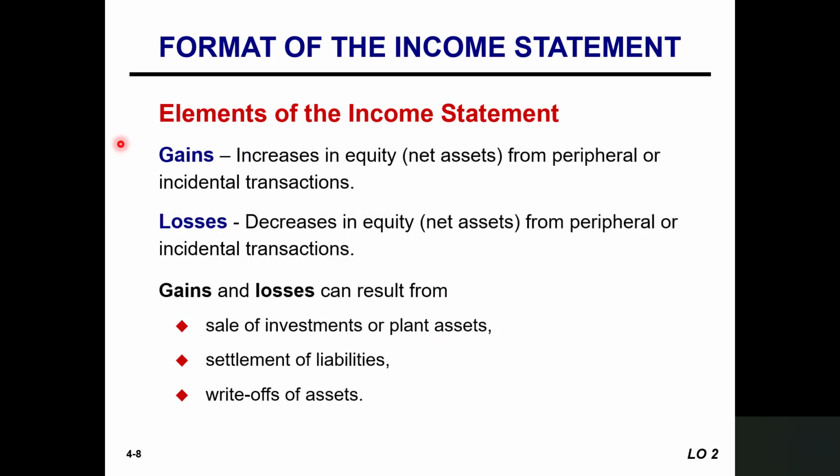Then you have gains and losses. Gains: increase in equity or net assets from peripheral or incidental transactions. Losses: decrease in equity or net assets from peripheral or incidental transactions. Gains and losses can result from the sale of investment or plant assets, settlement of liabilities, or write-off of assets.